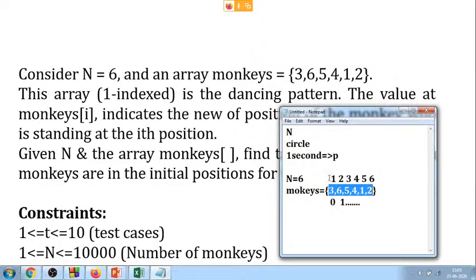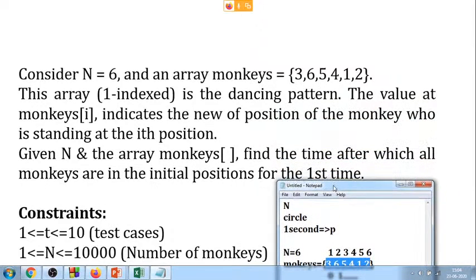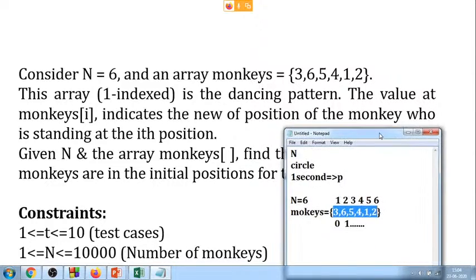So far we have two inputs. One is the number of monkeys and the other is the dancing pattern of those monkeys. Next, they say the value at monkey of I indicates the new position of the monkey who is standing at the ith position. Let me read the statement again, this is very important. Monkey of I is the monkey's pattern. Let us assume monkey of 1. Monkey of 1 indicates the new position of the monkey who is standing at the first position.